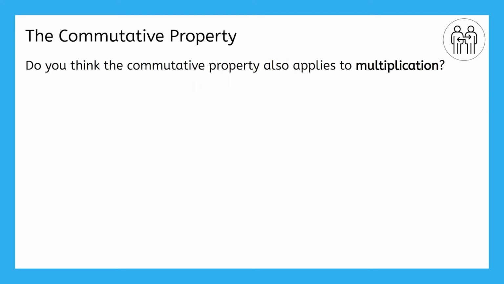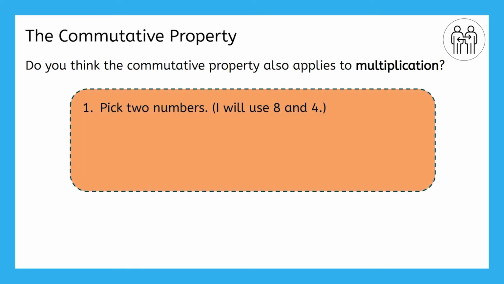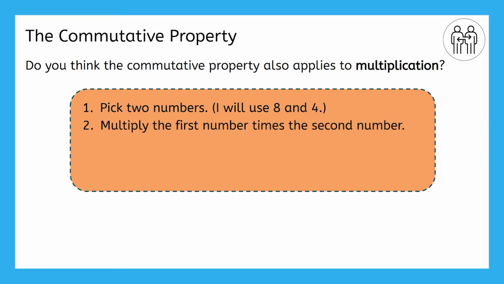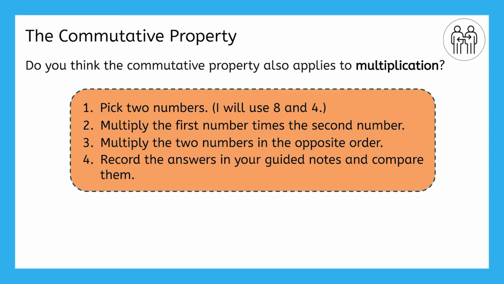Do you think the commutative property also applies to multiplication? Test it out. Pick any two numbers. I'm going to use 8 and 4. Multiply the first number times the second number, then multiply those numbers in the opposite order. Record the answers you get in your guided notes and compare them. Pause here while you work.